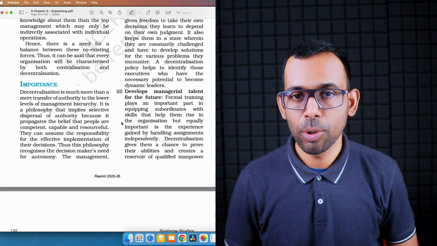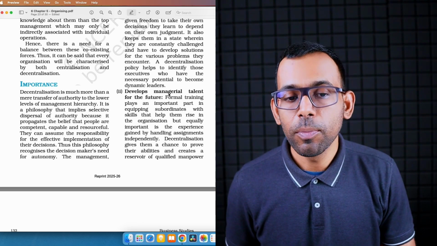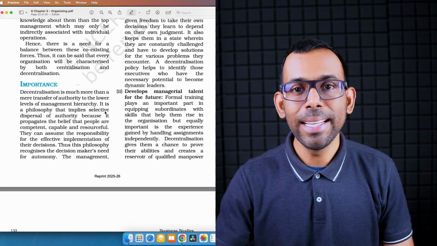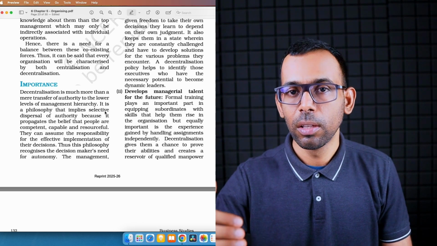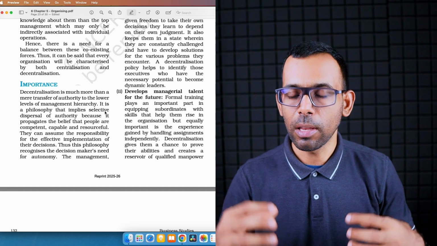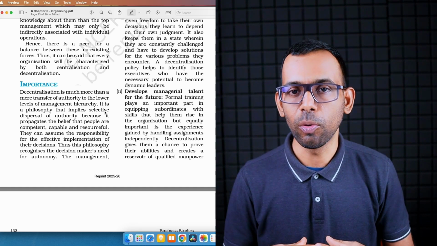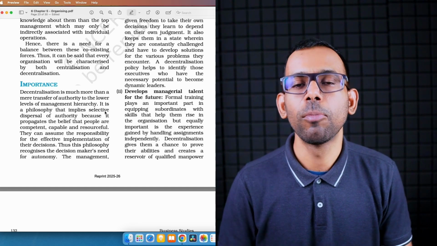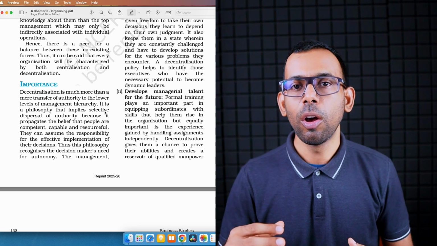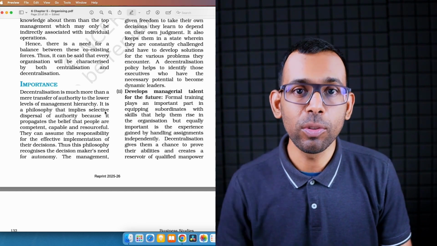Okay, that leads us to the next point. Develops managerial talent for the future. Now, we just saw decentralization shares control with the lower management. When lower management starts to get a bit of control and accepts more and more responsibility, they will get the experience of what the top management was doing so far.